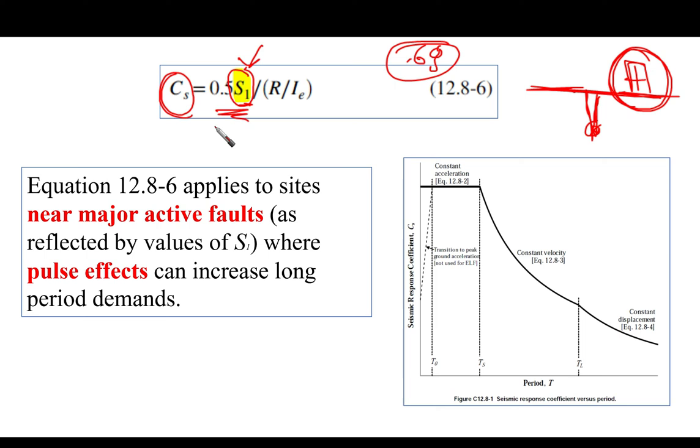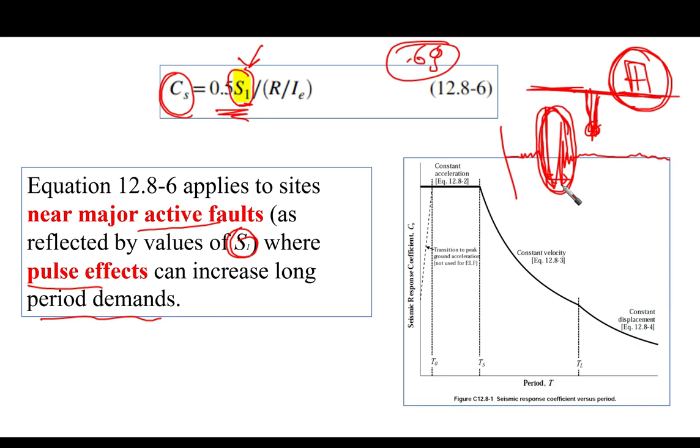This equation applies to sites near major active faults as reflected by values of S1, where pulse effects can increase long period demands. The point is, if the structure is near the fault, there is a pulse effect. Pulse effect means the earthquake produces, in a very short period, a great deal of amplitude. This makes the structure go under the pulse effect, which provides a great deal of energy in a very short time.